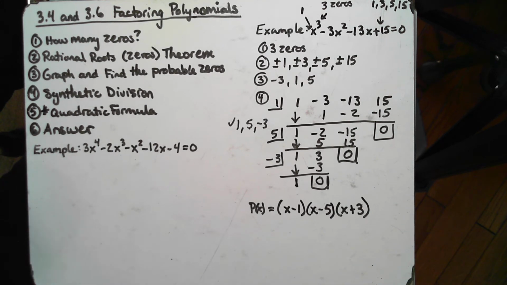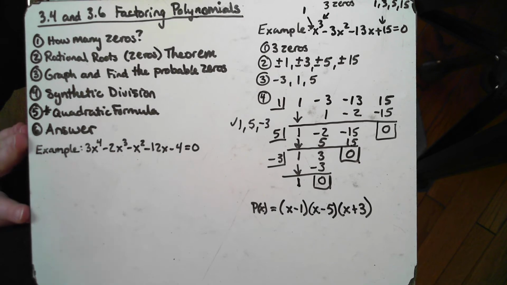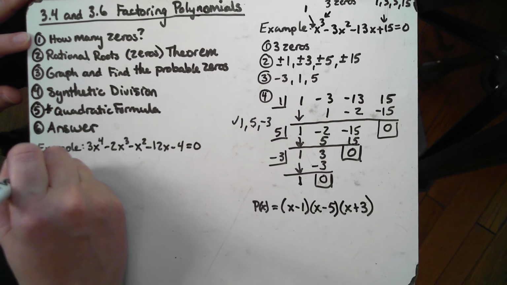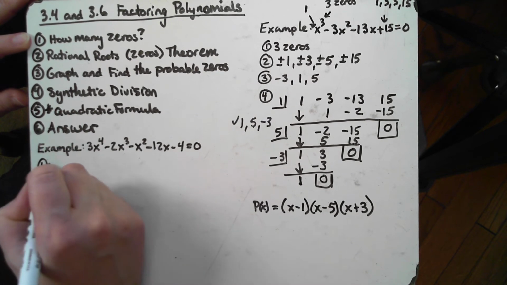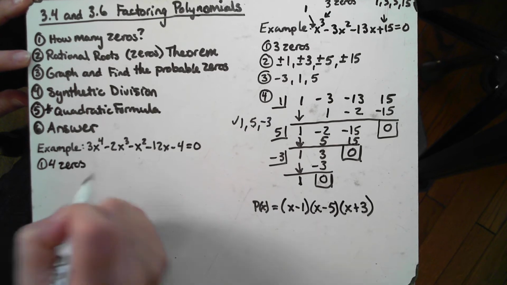Let me show you one more example. This one's interesting because we're going to need to use that quadratic formula. So, step 1, how many zeros? There are 4 zeros. Next, the rational roots theorem.